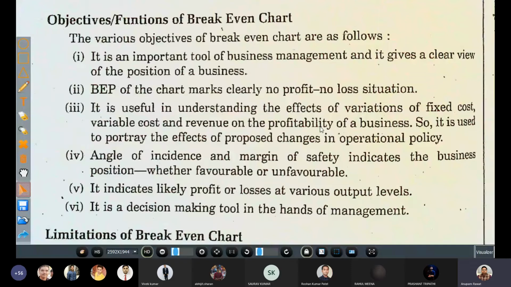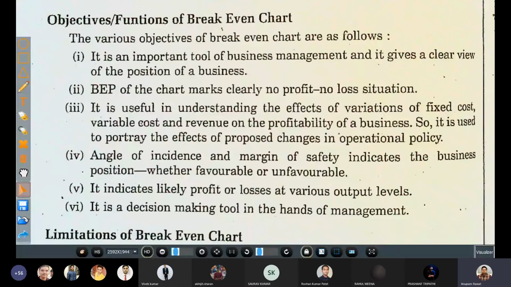The break-even point on the chart shows clearly the no profit, no loss situation, and it is useful for understanding the effect of variation of the fixed cost, variable cost, and the revenue on the profitability of the business. It is used to portray the effects of a proposed change in the operational policy. The angle of incidence and the margin of safety indicate the business position. It indicates likely profit and loss at various output levels, and it is a decision-making tool in the hands of the management.